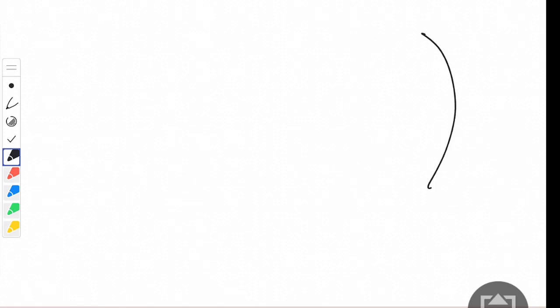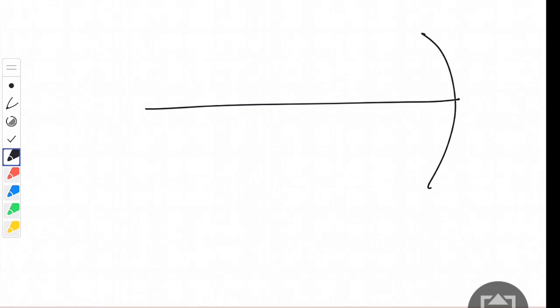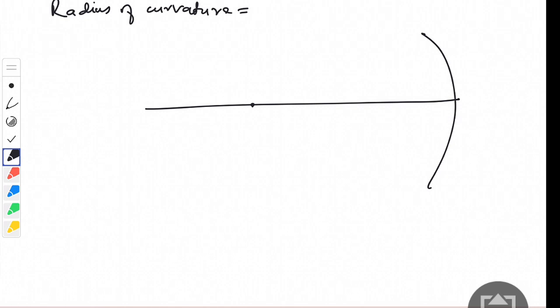Now I'm going to make you think a little bit more. Okay. Now next question is, there is a concave mirror. Let me tell you that its center of curvature is here. No, let me give it to you in writing. We'll say radius of curvature is equal to, let us say, 100 centimeters.